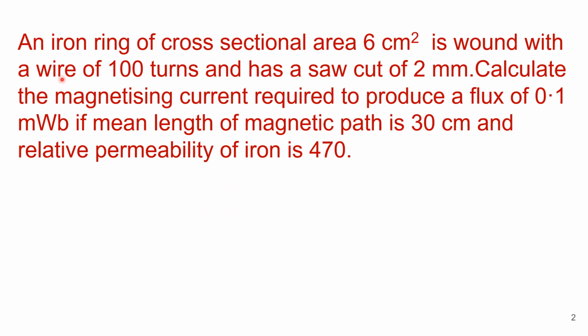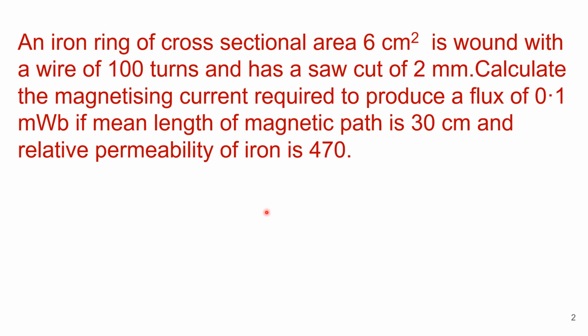I have taken a question of an iron ring of cross-sectional area 6 cm square wound with a wire of 100 turns and which has a saw cut of 2 mm. Calculate the magnetizing current required to produce a flux of 0.1 milliweber if the mean length of the magnetic path is 30 cm and the relative permeability of iron is 470.